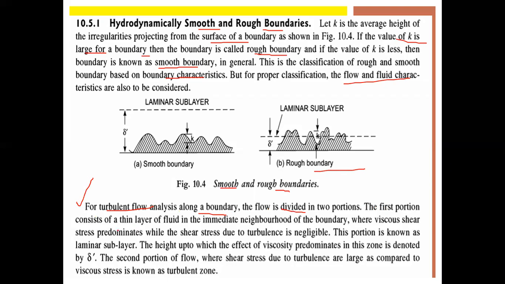The first portion consists of a thin layer of the fluid in the immediate neighborhood of the boundary, where the viscous shear stress predominates while the shear stress due to turbulence is negligible. So in the turbulent flow analysis, the flow is divided into two portions: one is a thin layer, another is a thick layer. This portion is known as the laminar sublayer. The height up to which the effect of viscosity predominates in this zone is denoted by delta dash.